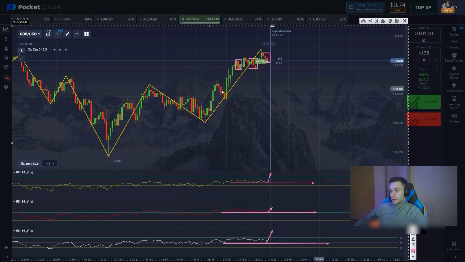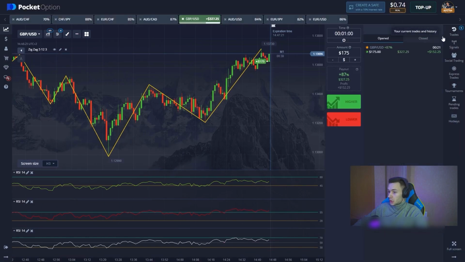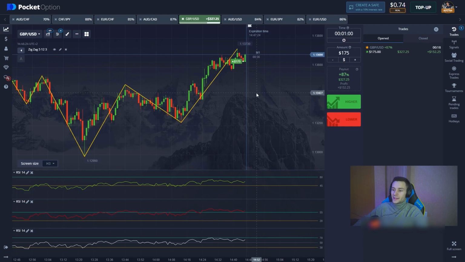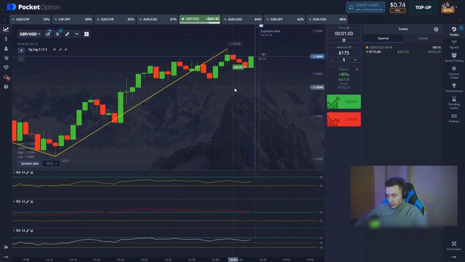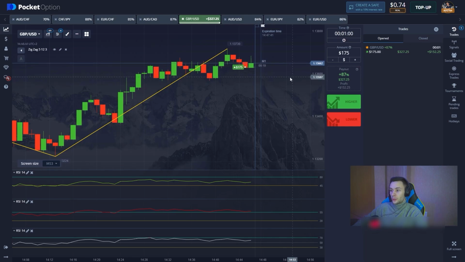A small pullback took place, which is typical for this price movement, and basically the price should go up. And like I said, the breakout has already happened. The correction is over in this zone, and the breakout has happened, exactly as we expected. Not a big deal, guys, you can check it out yourself. I'd be happy for that.